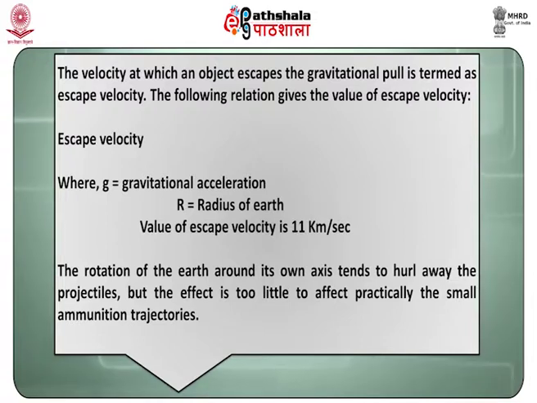The following relation gives the value of escape velocity. Escape velocity is equal to the square root of 2gr, where g is the gravitational acceleration and r denotes the radius of the earth. The value of escape velocity is 11 km per second. The rotation of the earth around its own axis tends to hurl away the projectiles, but the effect is too little to affect practically the small ammunition trajectories.